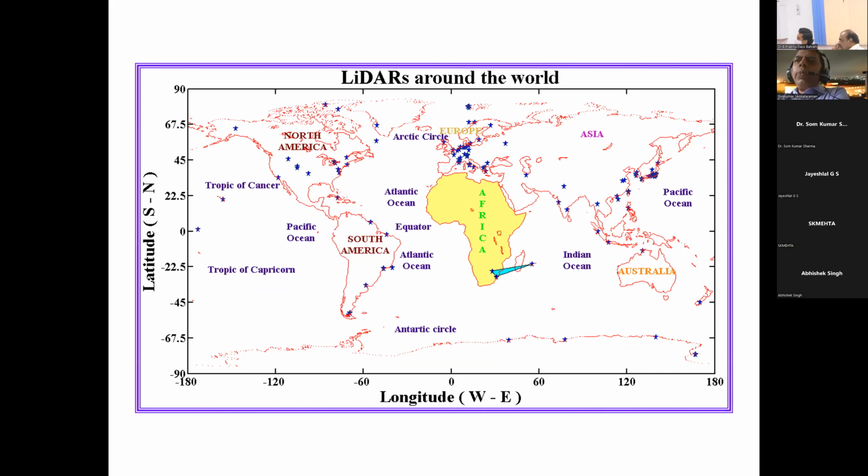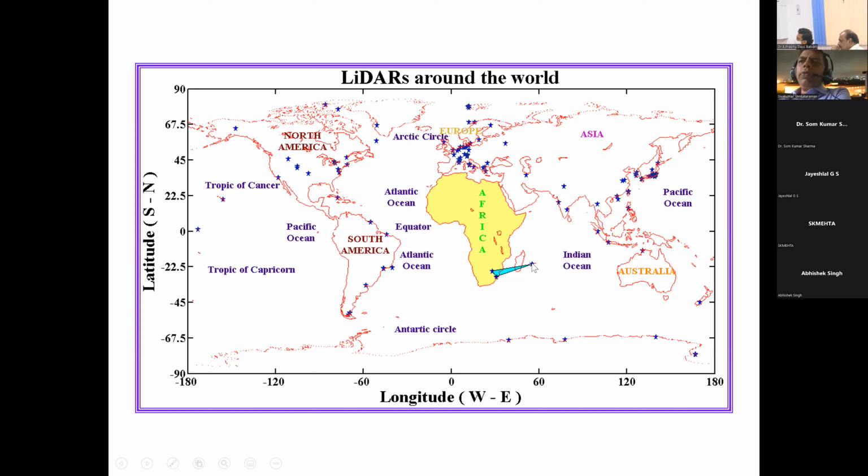So since we are in Africa, we need to focus on addressing why we need the LiDAR in this place. This is the map which I created more than 10, 15 years ago. So don't worry if you don't see your LiDAR here. The star mark indicates where the LiDARs are located around the world. But you see in the African region, we don't have many LiDARs except those two: the one I developed in Pretoria, and the one we have in Durban.